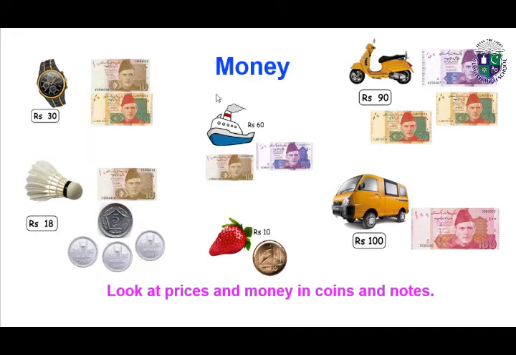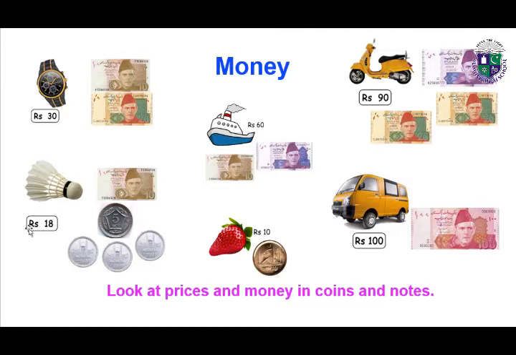Now you see money. Here we have a watch and its price is 30 rupees. To buy this watch we use one 10 rupees note and one 20 rupees note. So 20 plus 10 is equal to 30. So we can buy this watch by these bank notes. Look at the prices and money in coins and notes. The prices are these, and the bank notes and coins are used to buy these things.